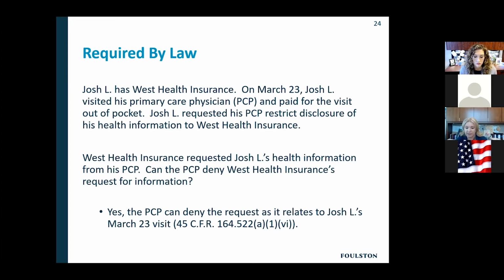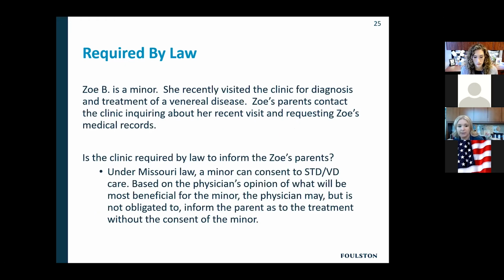And here, this should sound familiar to those of you familiar with HIPAA: under HIPAA, patients have the right to request restrictions on the disclosures of their protected health information. That includes disclosures to their insurance company if the patient actually pays out of pocket. So here we have a required by law exception, per that HIPAA regulation. The primary care provider can deny access because the patient has a right to request restrictions on disclosures of their protected health information. I think we've got another example that highlights this required by law exception as well.